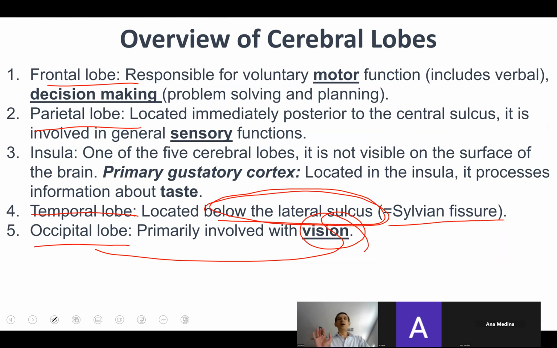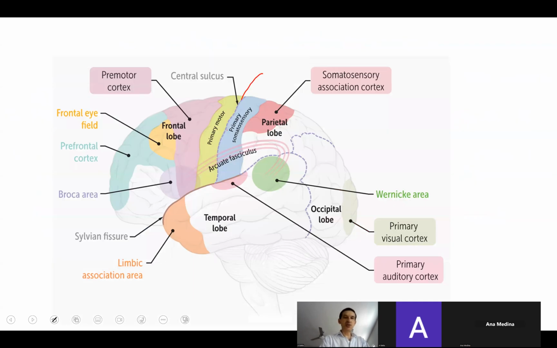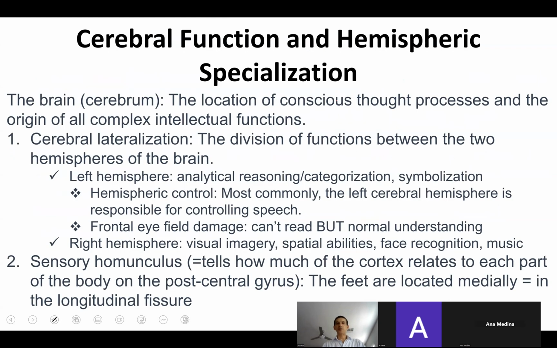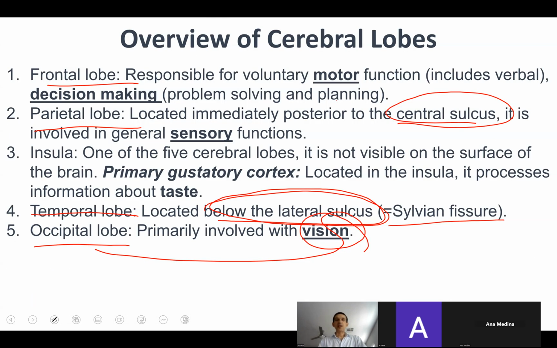Parietal lobe is right behind the central sulcus. Central sulcus is seen here. This is your central sulcus. It separates the frontal and the parietal lobes. Once again, parietal lobe is immediately posterior to the central sulcus. Just remember that name. And parietal means what? Sensation, sensation.